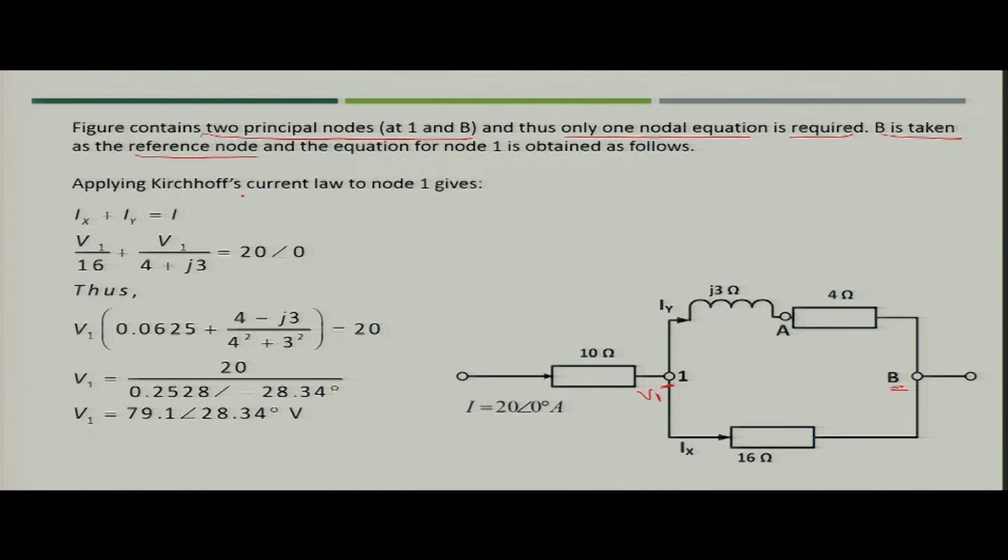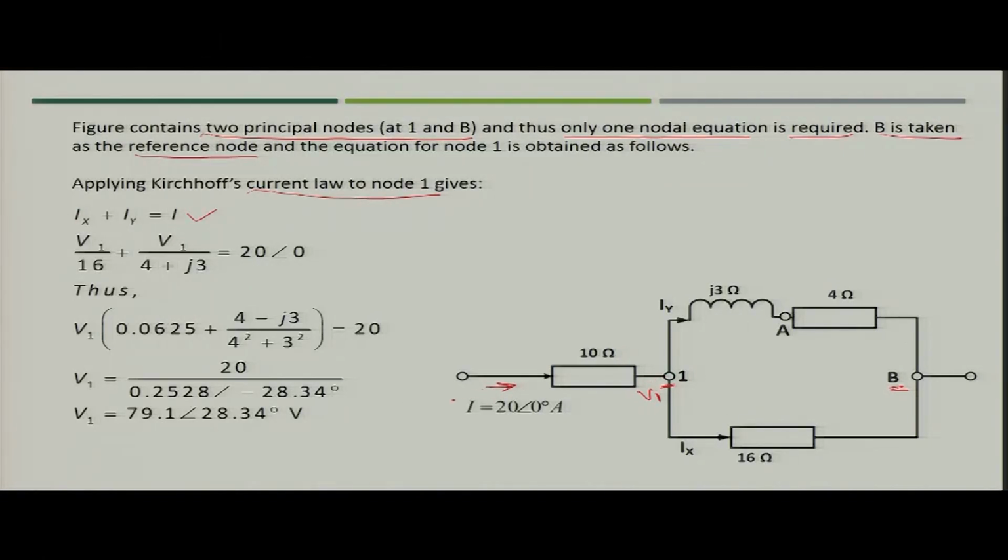So, if you apply Kirchhoff's current law at node 1, what will happen? This current is IY, this is IX and this current is I. So, if you write, I is going in, IX and IY are coming out. So, I would be equal to IX plus IY. Now, what you have to do? You have to write the values of currents in terms of node voltages.